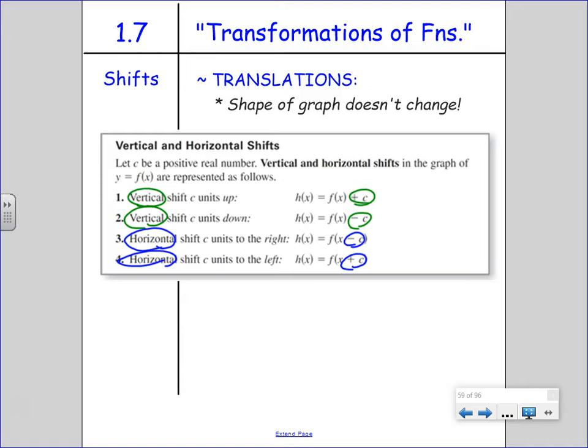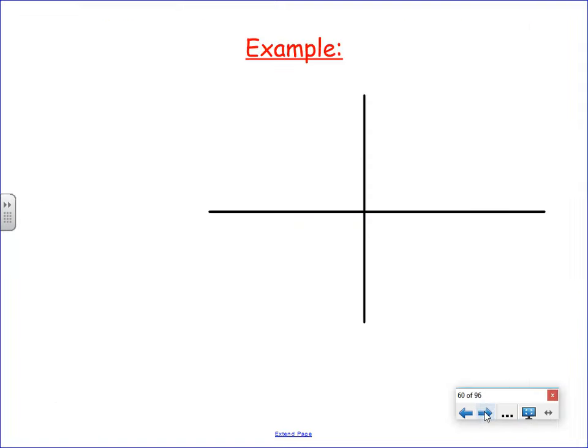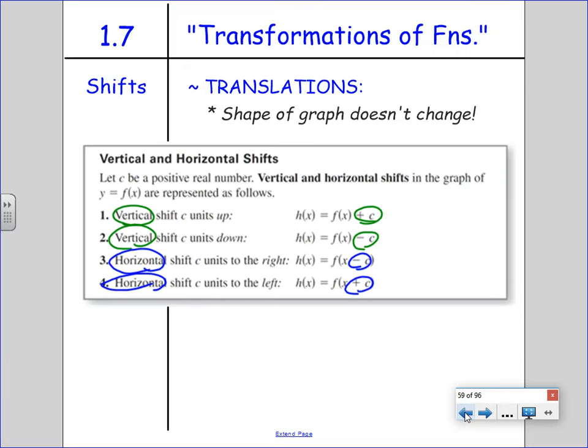Let's see, one more thing for us to, do I have examples? Oh, I do have examples. Okay, we'll go there. You guys ready?